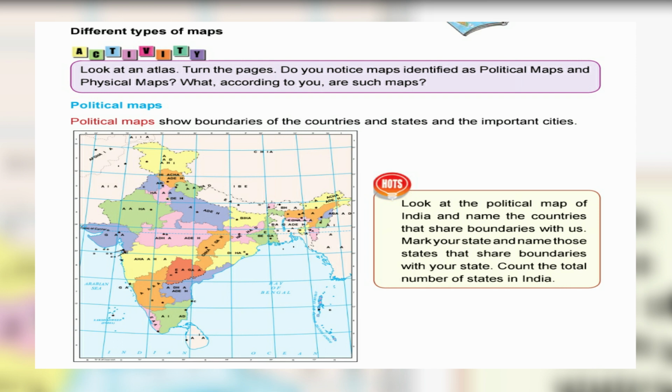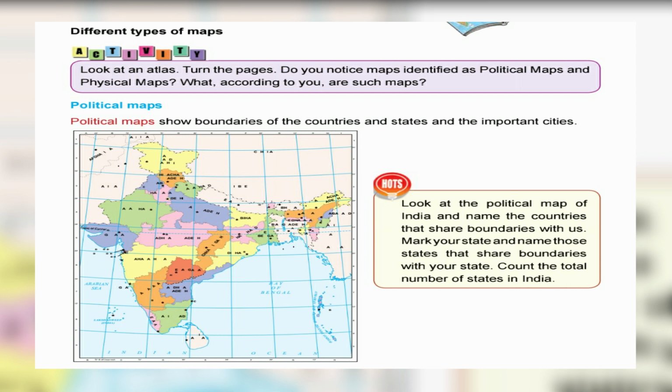Political maps. Political maps show boundaries of the countries and states and the important cities. As you can see in the picture, page number 192, refer to the picture, the political map. You can see the boundaries of the countries, states and the important cities.